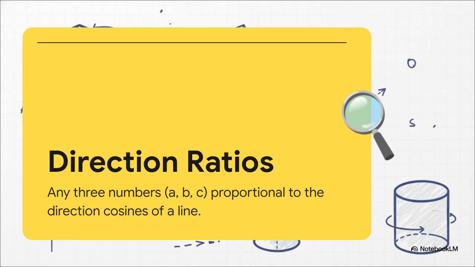Enter direction ratios. These are simply any three numbers, A, B, and C, that are proportional to our direction cosines. So the really crucial point here is that ratios are just scaled versions of the cosines. They give us an infinitely flexible and often much simpler way to mathematically describe the exact same physical direction. You can multiply them by literally any non-zero constant, and they're still going to point the exact same way.